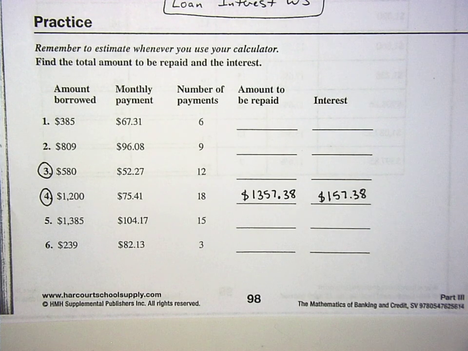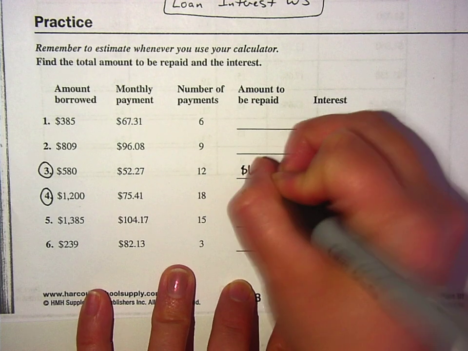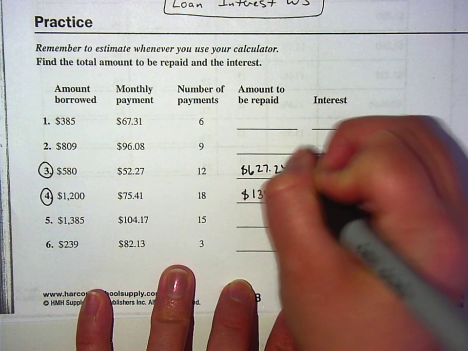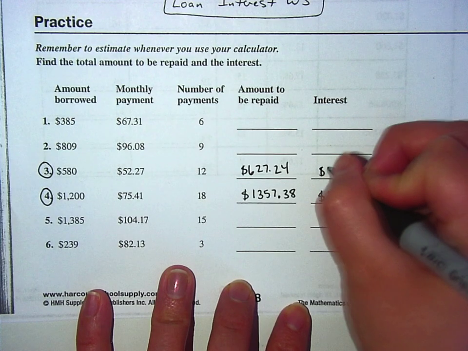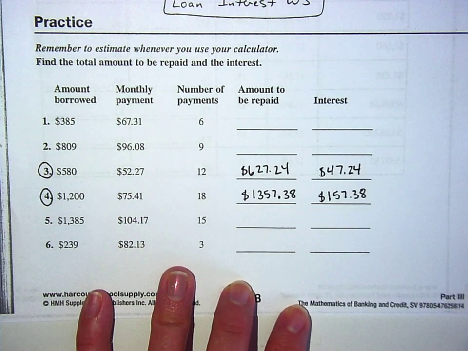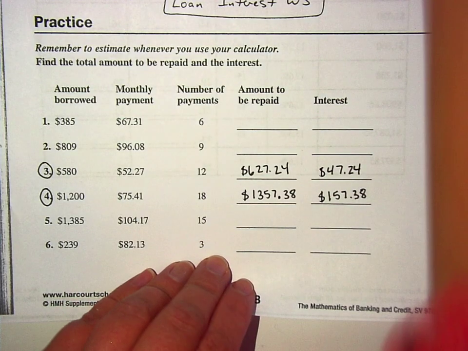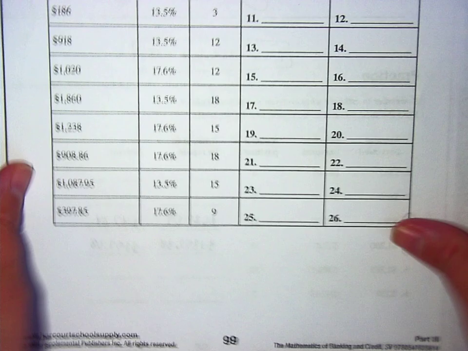Okay. If you did this one correct, you should have gotten 627.24. And the interest for this one was $47.24. All good? Cool. Flip it over. You'll have lots of time, don't worry. Flip it over, stay with me.